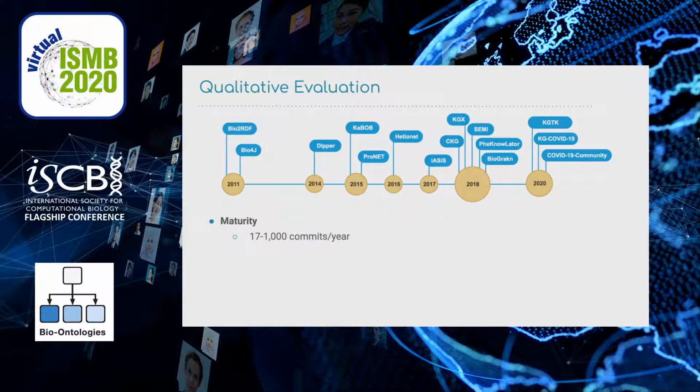For the maturity criteria, which aims to compare the methods on their level, stage, or developmental phase, we found that the average number of commits made to the included repositories ranged from between 17 to 1,000 per year, and that over half the methods implemented unit testing and some form of continuous integration. And finally, that just under half of the methods provided explicit collaboration guidelines.